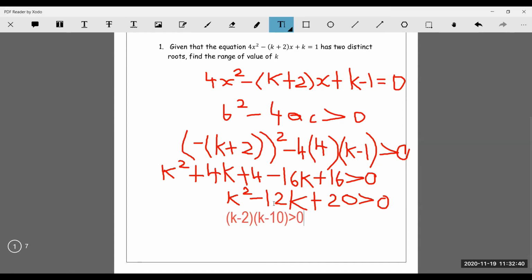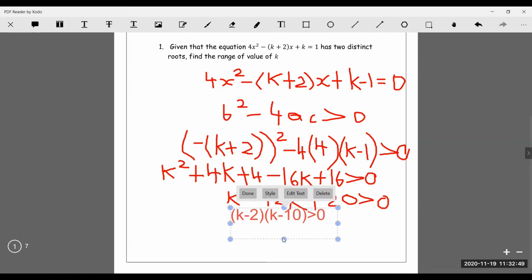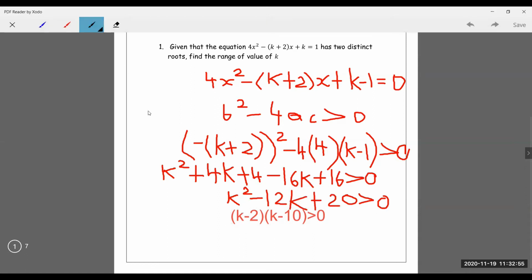So now we want to know what's the solution region. How do we find the solution region? I always like to picture a graph in my head. Let's say we have some quadratic looking like this, and this is the k-axis. The roots would be 2 and 10.